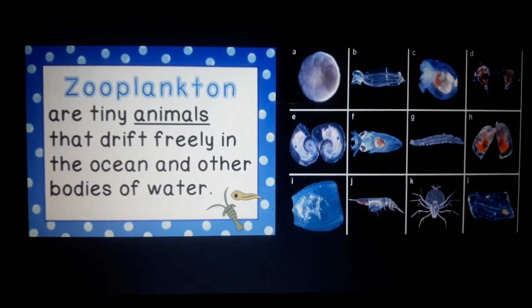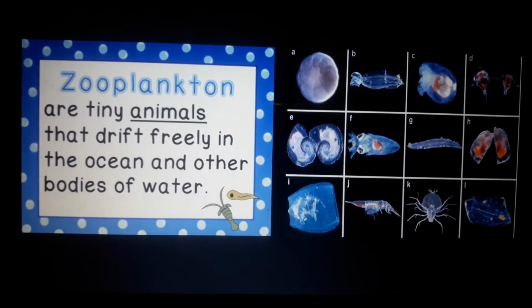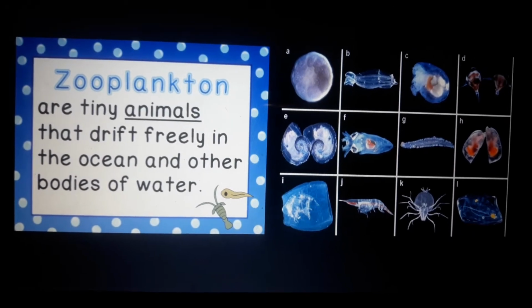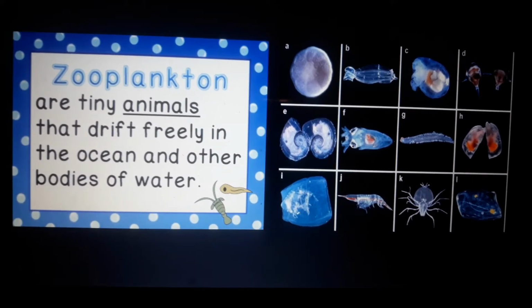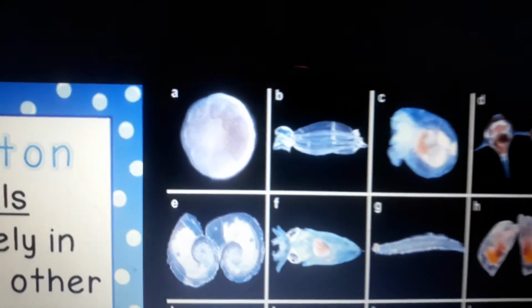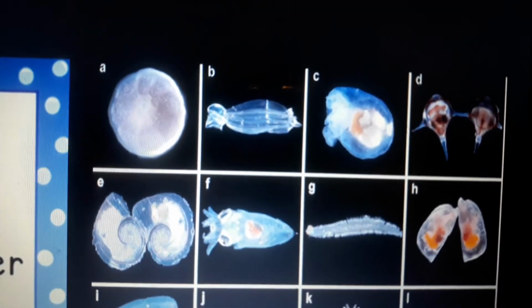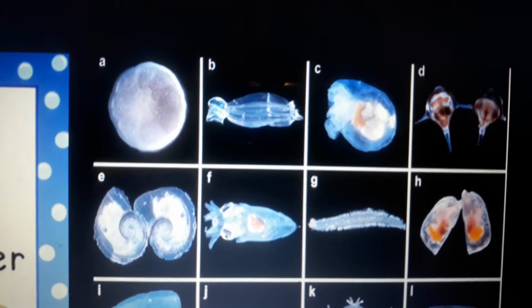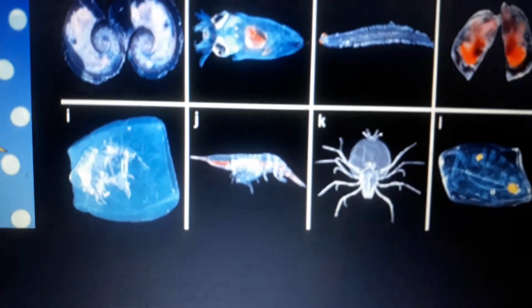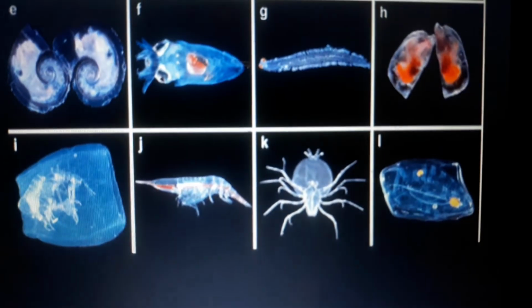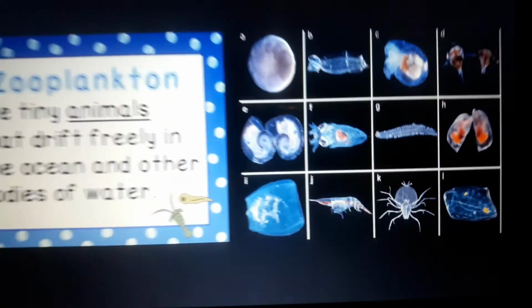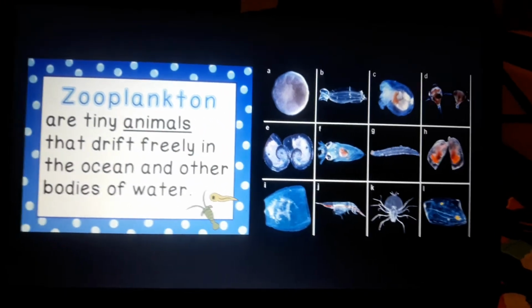All right, here's something else that lives in the sunlight zone. We have zooplankton, and those are tiny animals that drift freely in the ocean and other bodies of water. And check these things out. These are just crazy looking, and you can't see these with your naked eye. You've got to look under a microscope. But look at that. Isn't that neat? All these little critters that we can't see with our eyes.